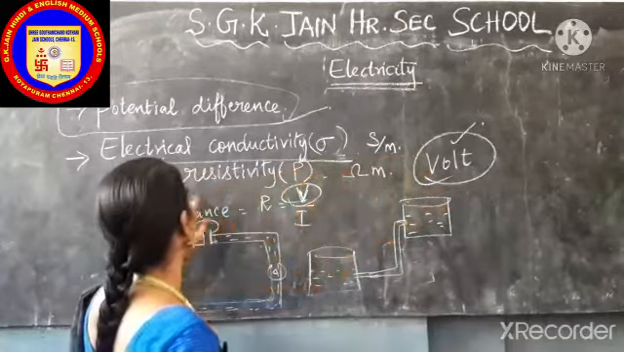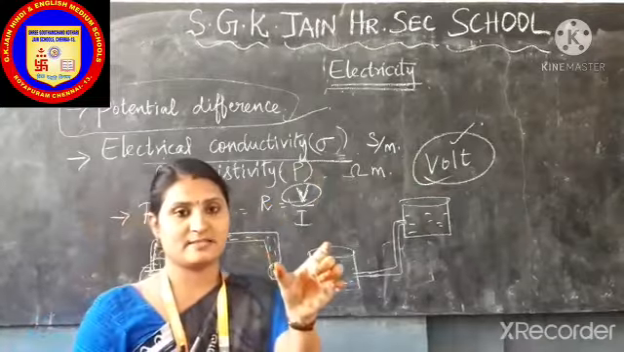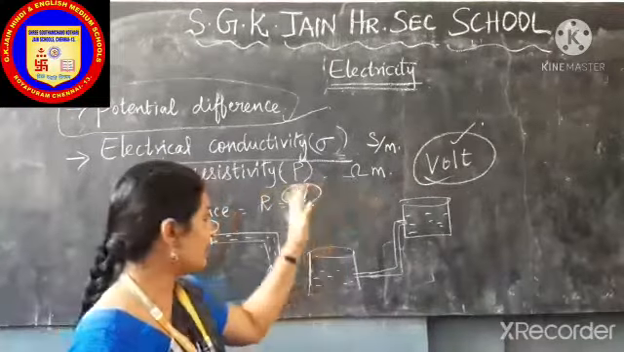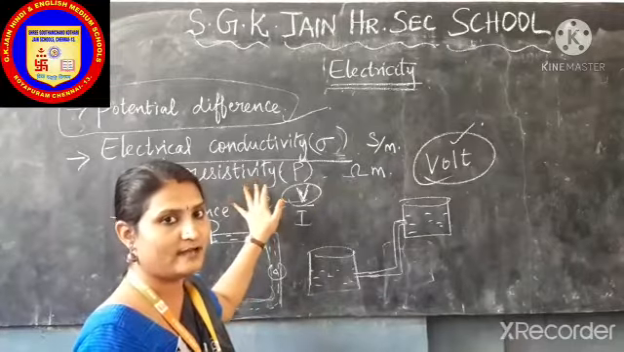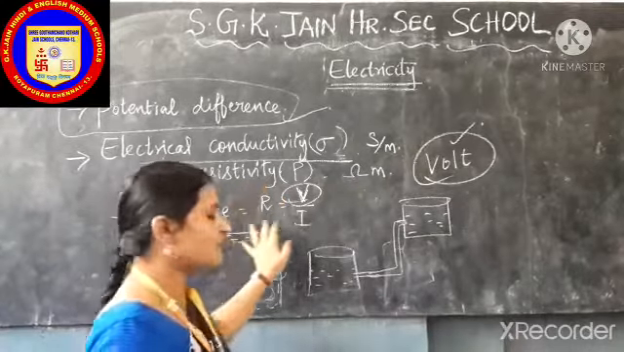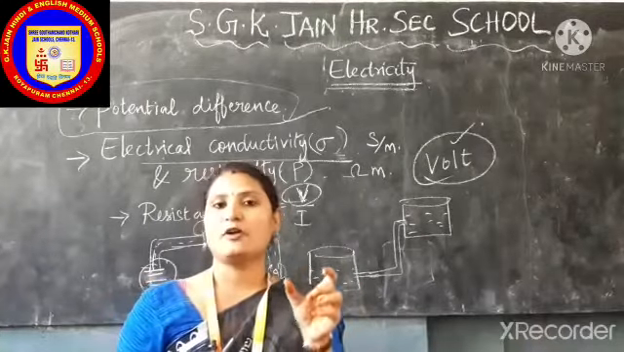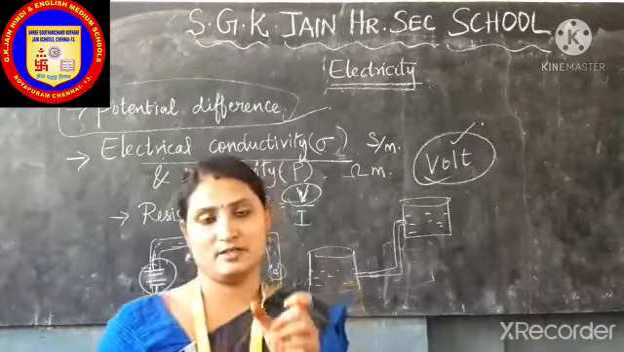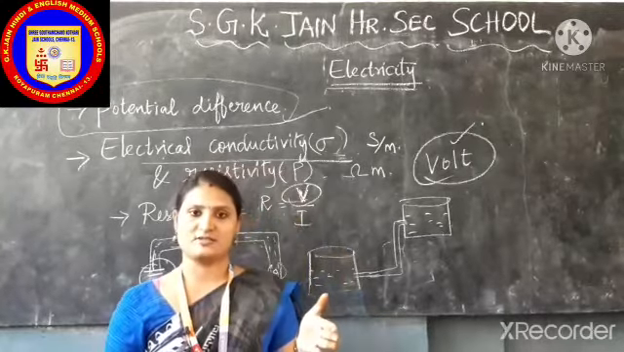Okay. Then next one is resistivity. What is meant by resistivity? Before going to see the resistivity, we must know about resistance. Then only can you understand resistivity. So resistance is a component in the circuit. It is one of the components which can be connected into the electric circuit. It resists the flow of electric charges.